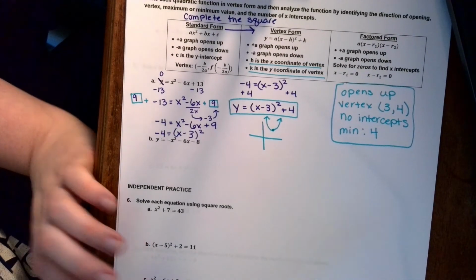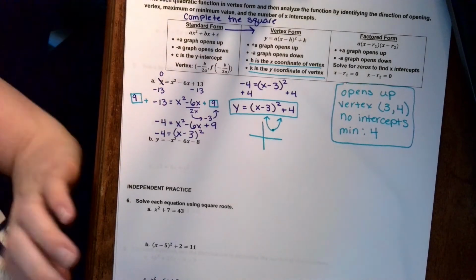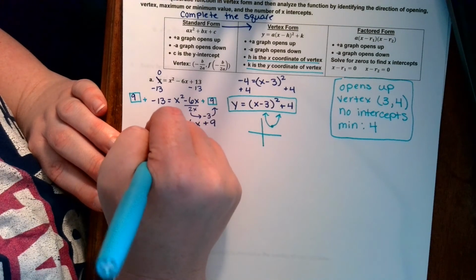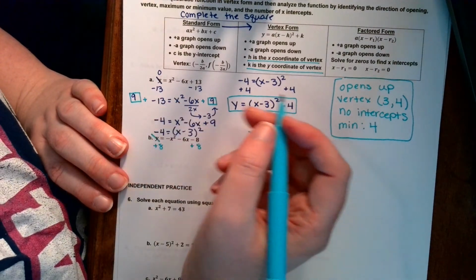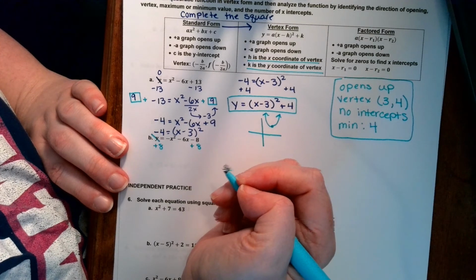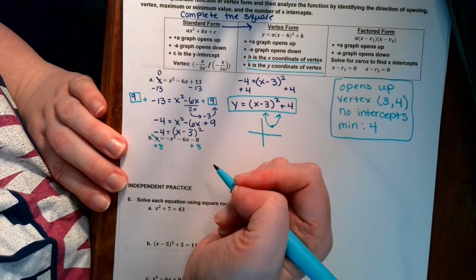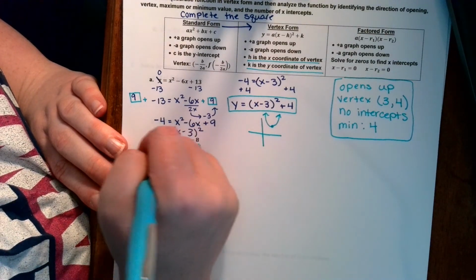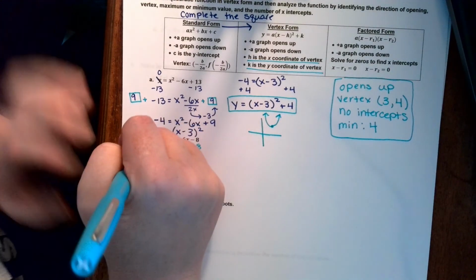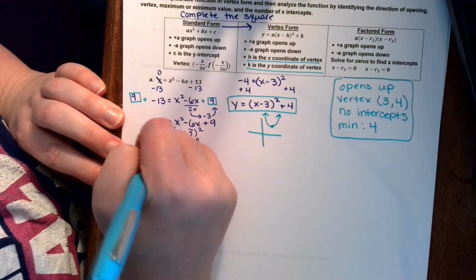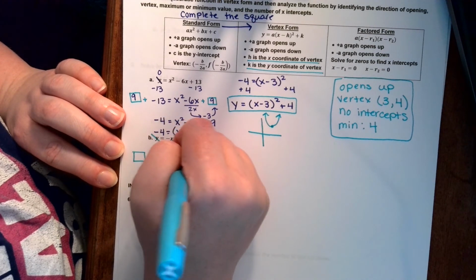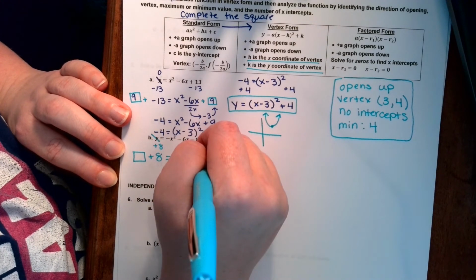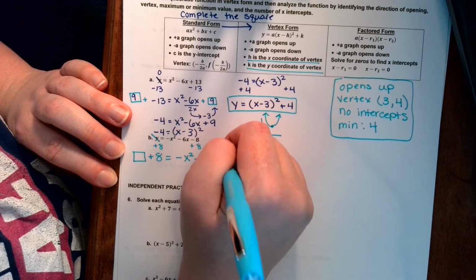Let's look at B. I hope completing the square is getting a little easier. We're going to do the same thing. We're going to move this 8 over. We're going to change the y to 0. And so what we end up with is our box plus 8 equals negative x squared minus 6x plus our box.